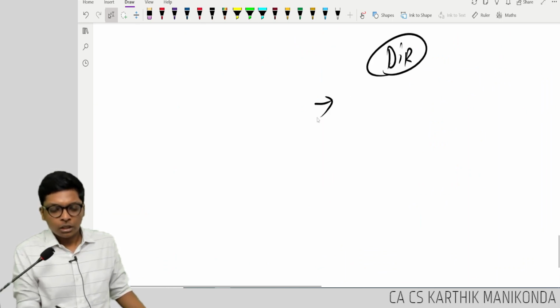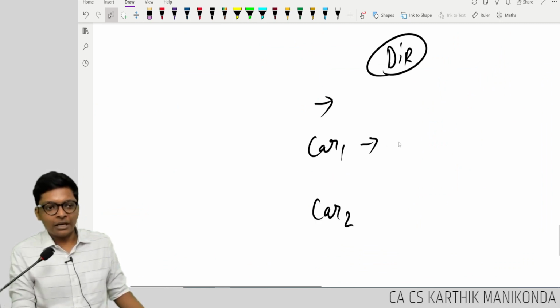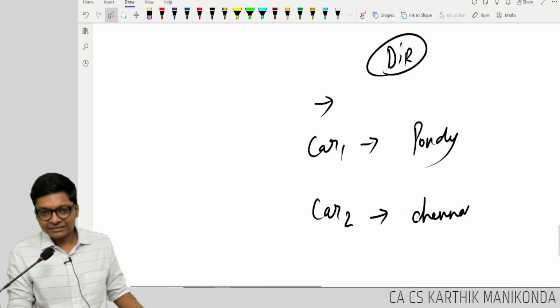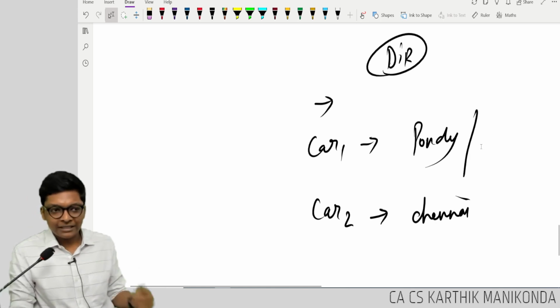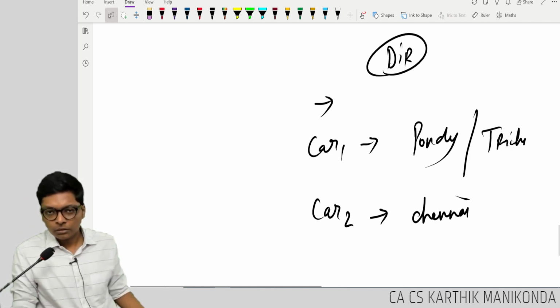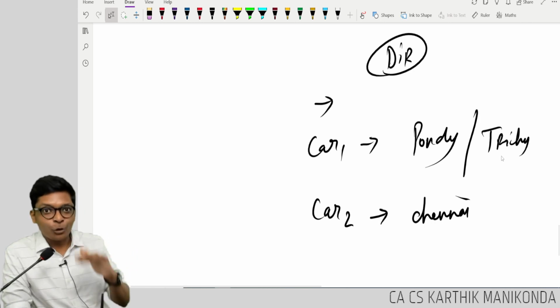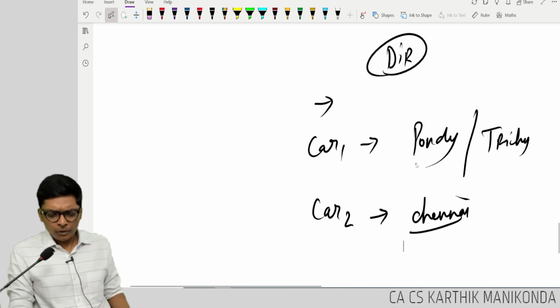Discounting rate. I have same car 1, Ram, car 2, Charan. But this time Ram is driving the car, let's say in Pondicherry. In Pondi he is driving. Charan is driving in Chennai. Now will the income be same? No. Or instead of Pondi, let's say he is driving in Trichy. Will the income be same? No. Because the pricing is different and the roads are different. Chennai roads, we know how it is. Pondi roads will be better.